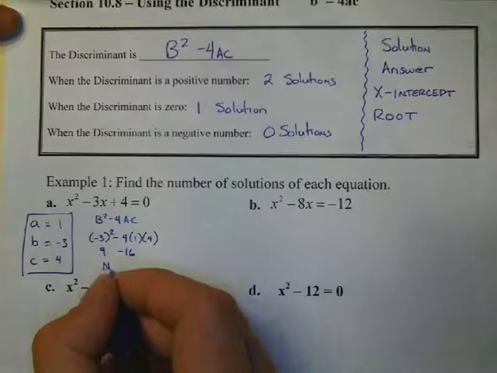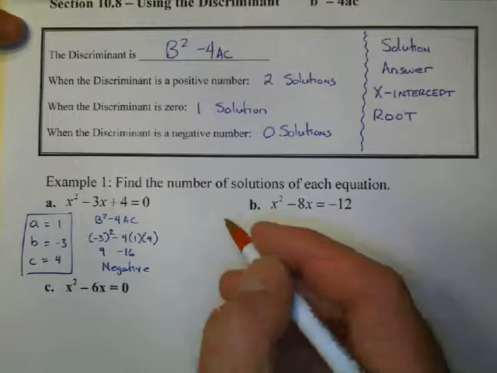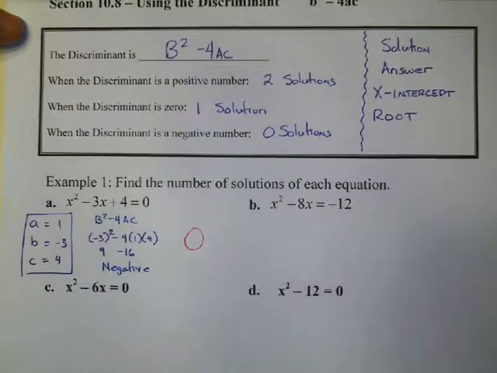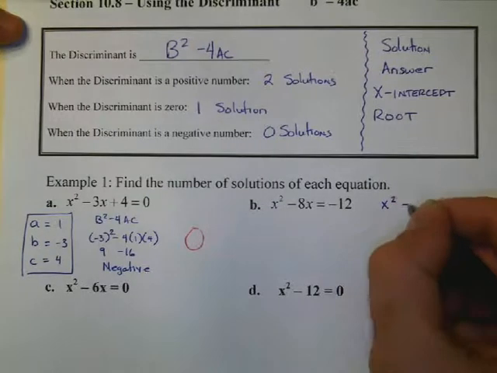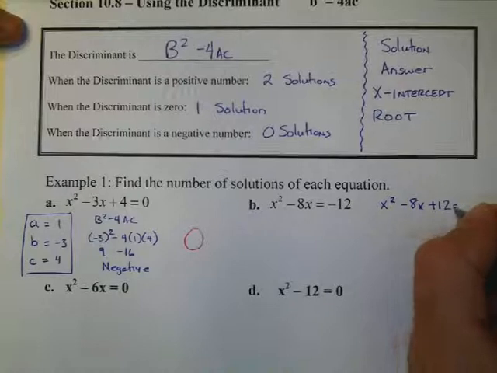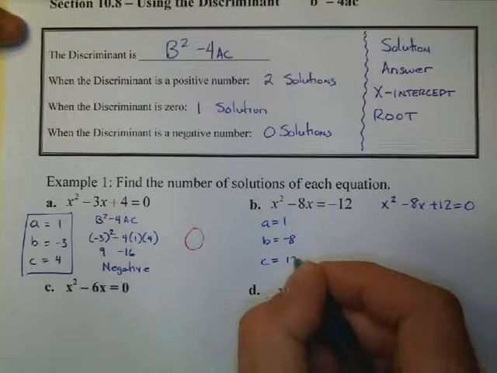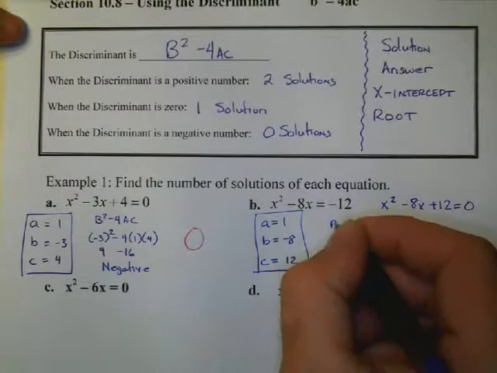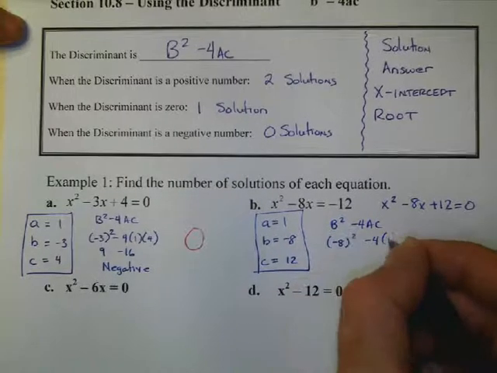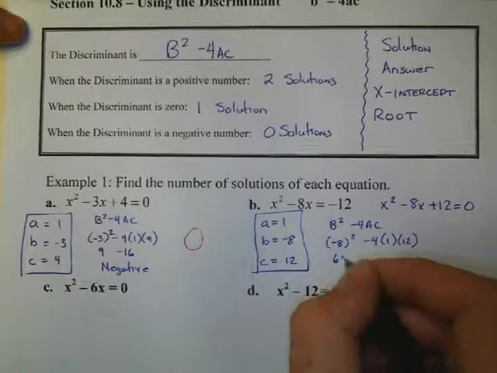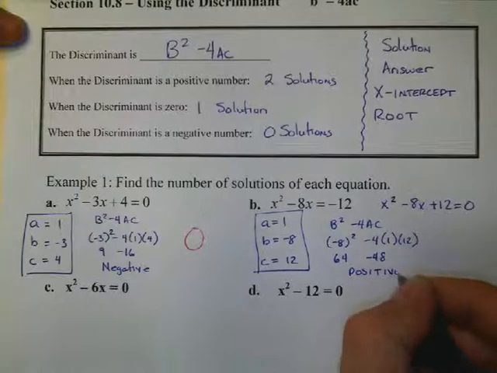Our second problem, it's not equal to 0, so we have to start the problem by adding 12 to both sides. This gives us a value of a equals 1, b equals negative 8, and c equals positive 12. As we evaluate into our discriminant on this problem, our b squared, negative 8 squared, minus 4 times a times c is going to be 64 minus 48. This is a positive number. Since it's a positive number, as we look at our key from above, we see that we have 2 solutions.